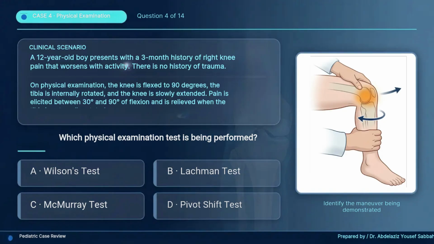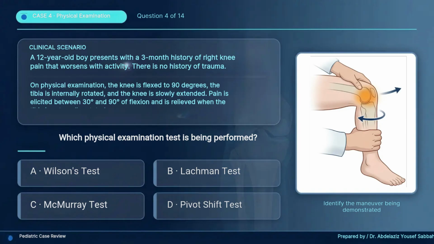Case 4. Physical examination. A 12-year-old boy presents with a 3-month history of right knee pain that worsens with activity. There is no history of trauma. On physical examination, the knee is flexed to 90 degrees. The tibia is internally rotated, and the knee is slowly extended. Pain is elicited between 30 and 90 degrees of flexion and is relieved when the tibia is externally rotated. Which physical examination test is being performed?